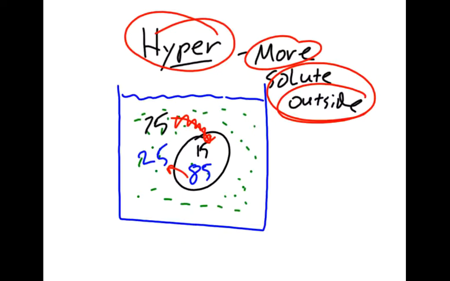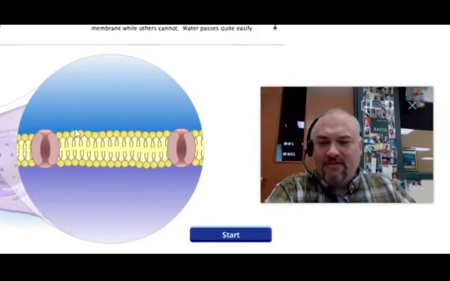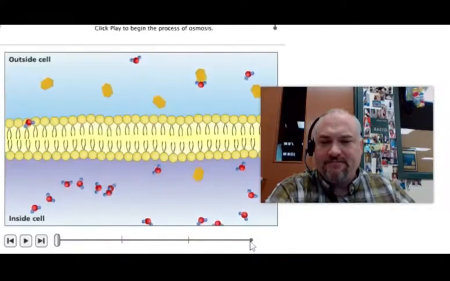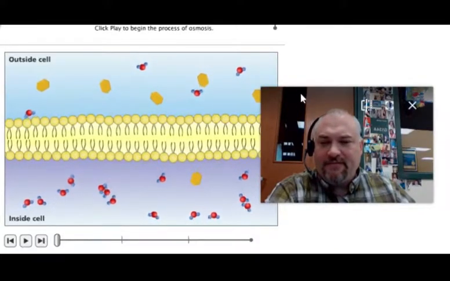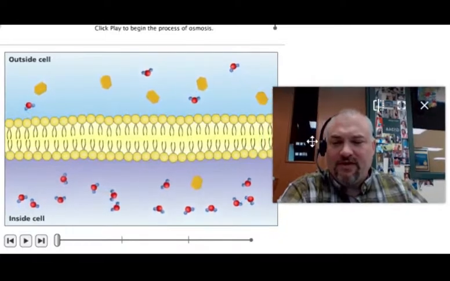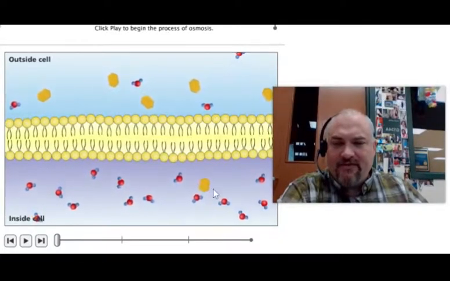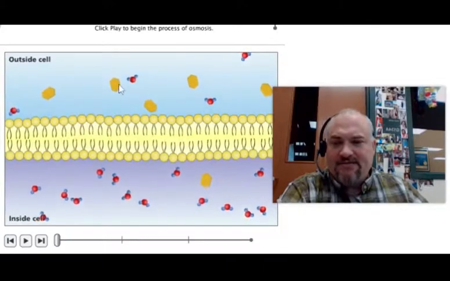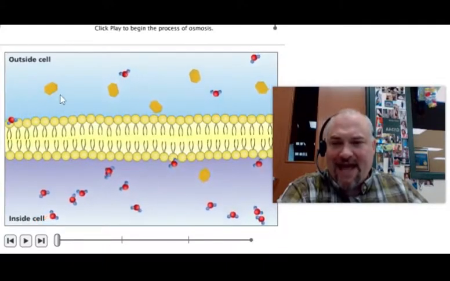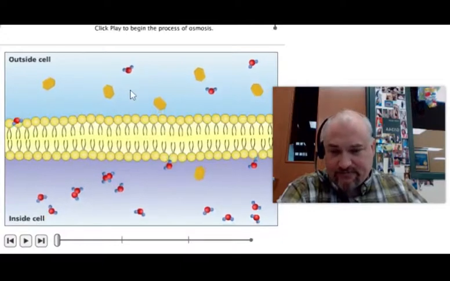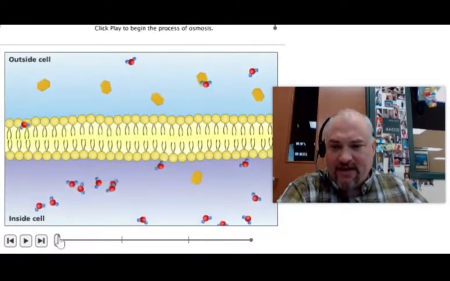Hypo is the opposite, means less solute outside the cell. Let's take a look at a couple animations and see if that helps as well. Here we have a cell membrane, phospholipid bilayer, a couple of protein channels. What we've got here is lots of water inside and very little solute, lots of solute outside and very little water. So this is a hypertonic solution. Okay, hypertonic.